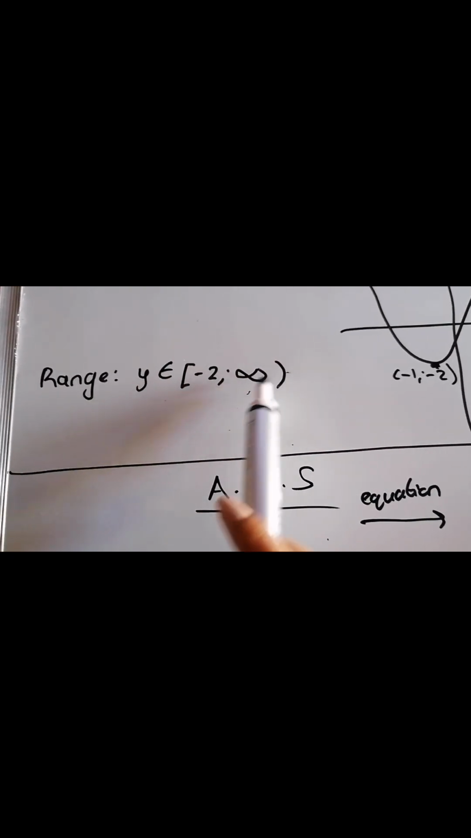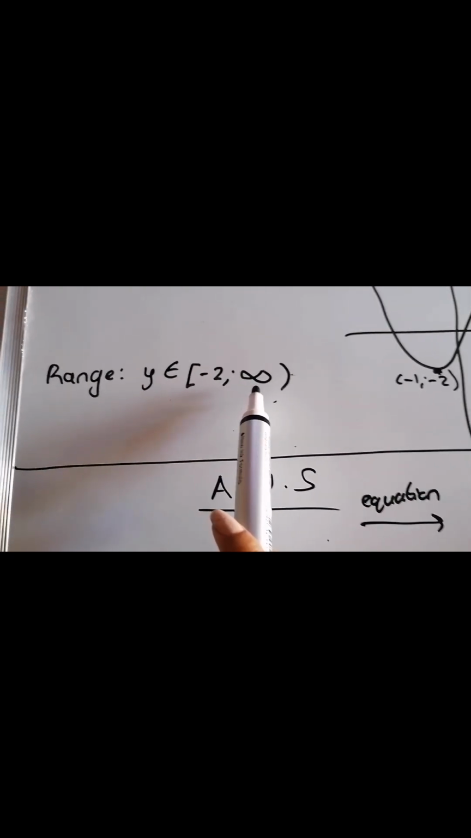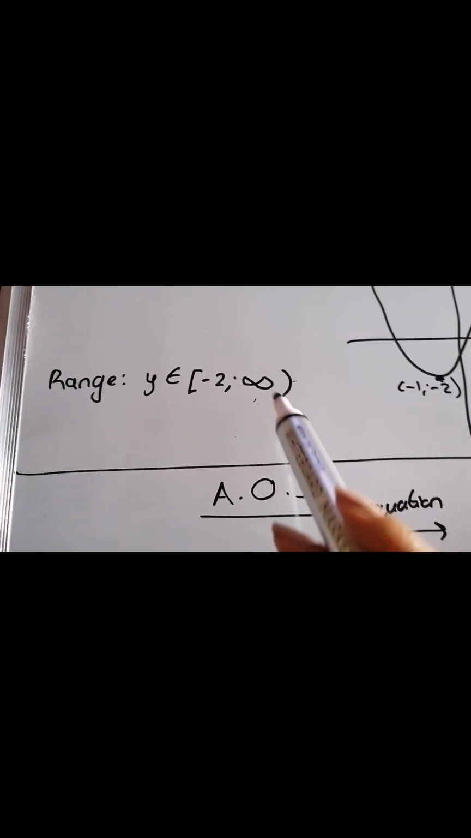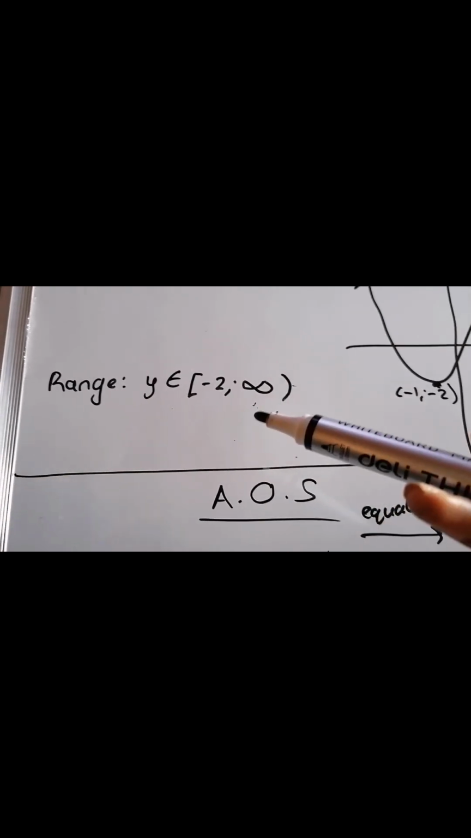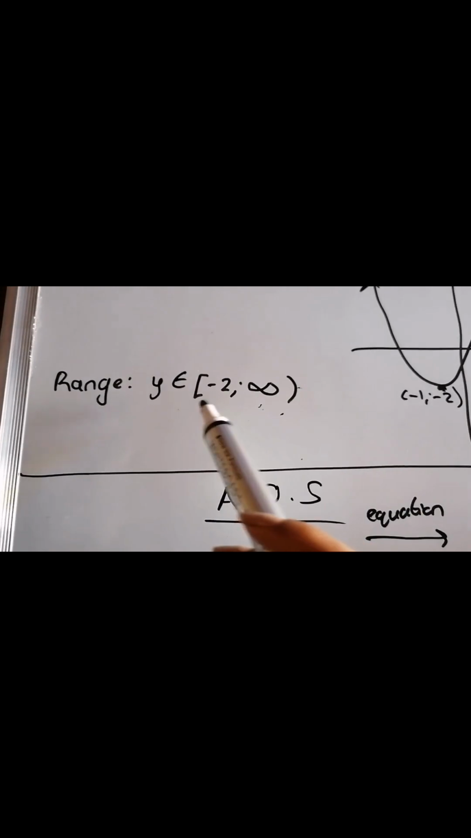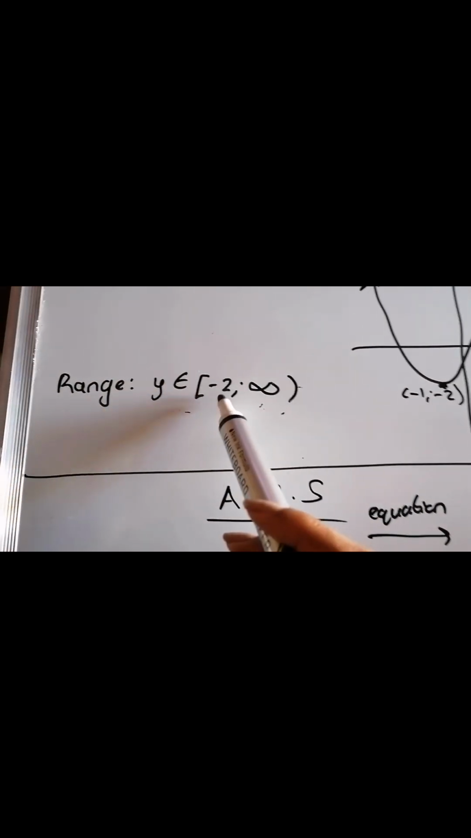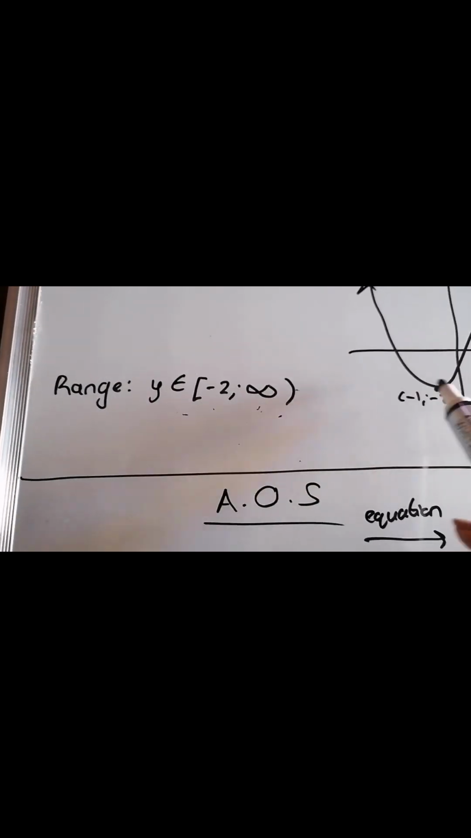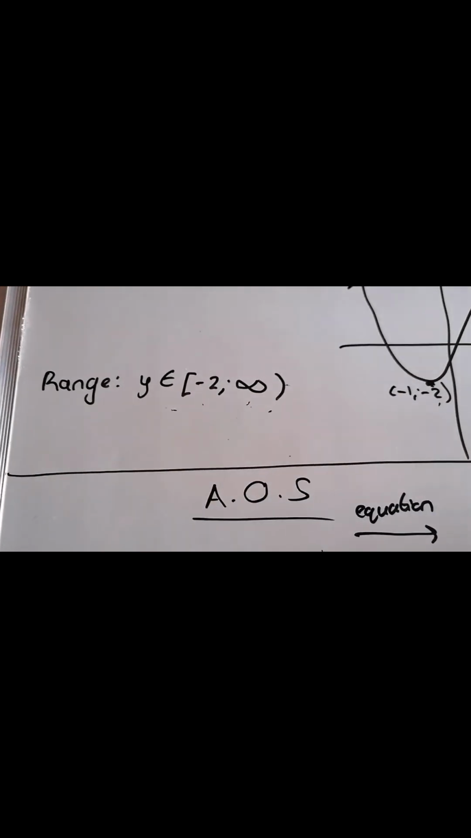Circle brackets means it's not going to include this number. Now, why do we use circle brackets whenever we're using infinity signs? Because we don't know what number infinity is. That's why I'm going to use circle brackets, because I can't include it if I don't know the number. The reason why I'm using square brackets here is because it is including the -2, because -2 is a coordinate on our graph.